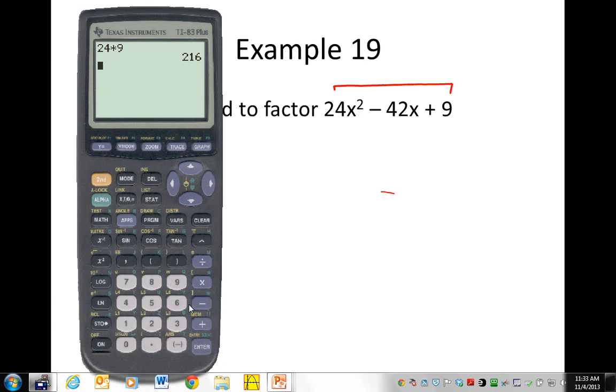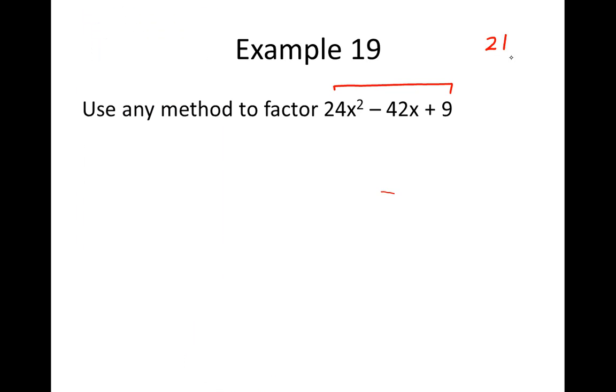Okay, we get 216. So 216, I need to find factors of 216. So let's go ahead and write this down. We're doing factors of 216 that are going to add up to this negative 42. And we know that both of them have to be the same sign, and they're both going to be negative.